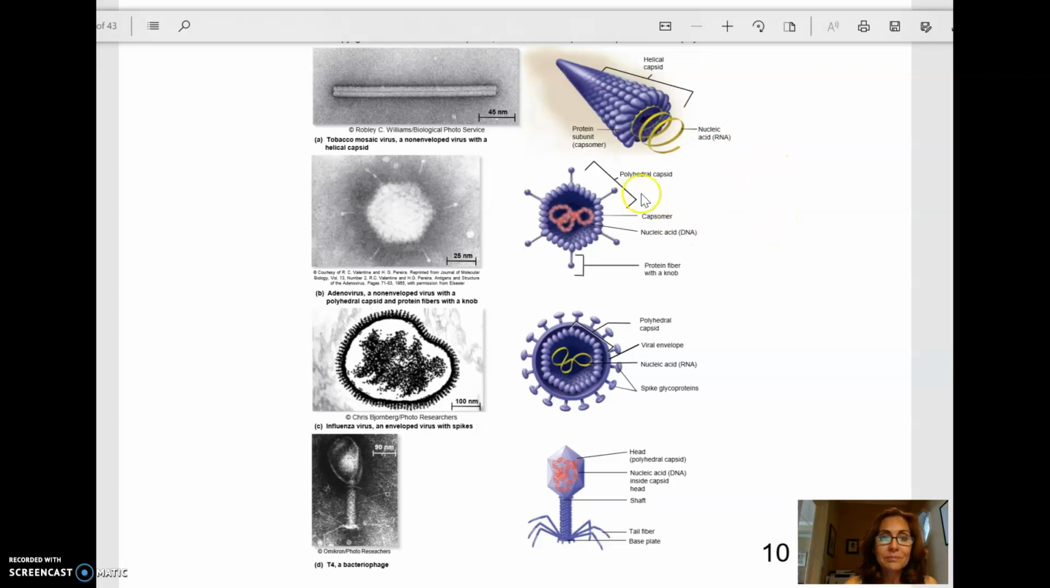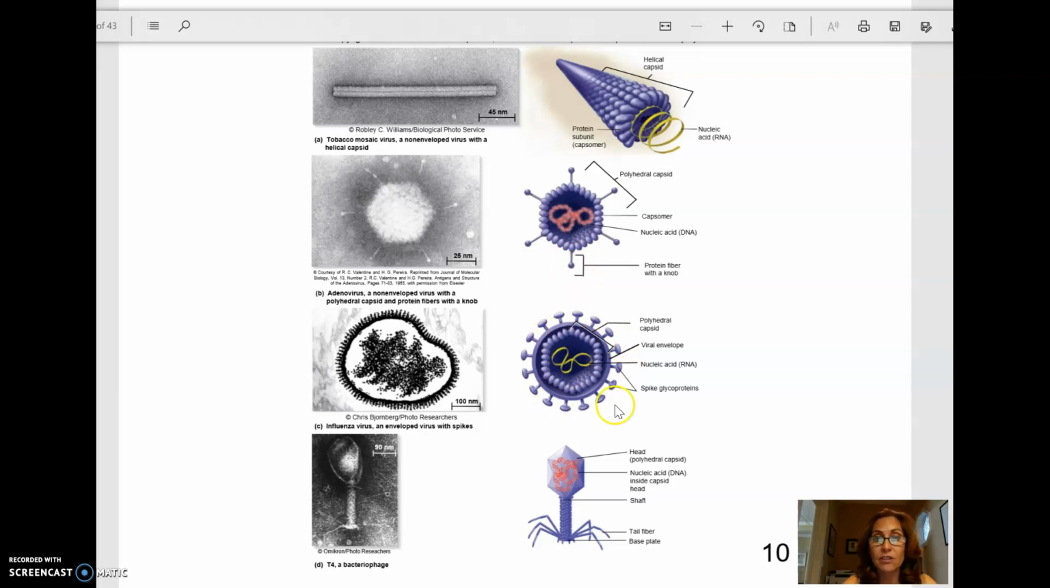Adenovirus is a human virus, and as you can see here, it has this polyhedral shape, kind of like the head of a bacteriophage. And inside you have the nucleic acid, DNA in this particular case, double-stranded DNA. And then each one of these proteins is a capsomer. This is a protein fiber with a knob on the end, and this is very characteristic of adenoviruses.